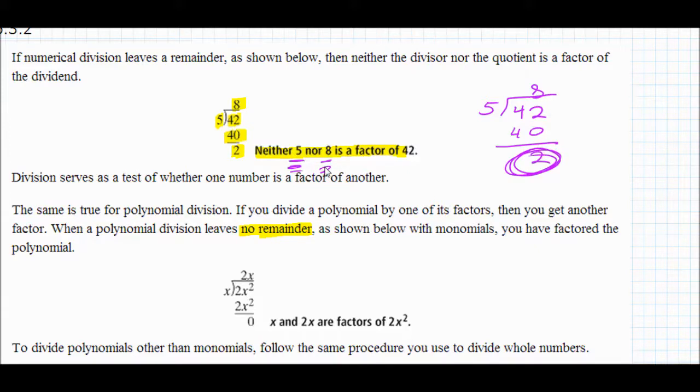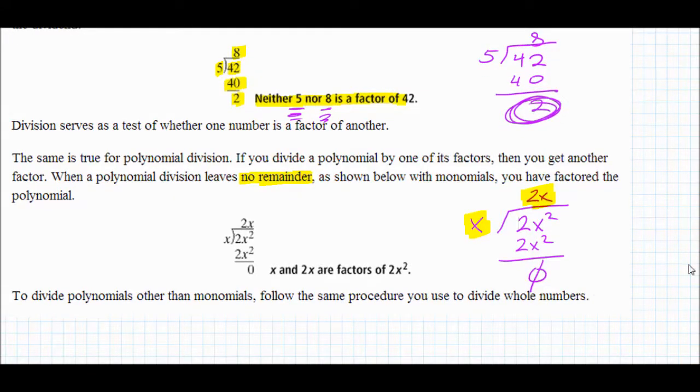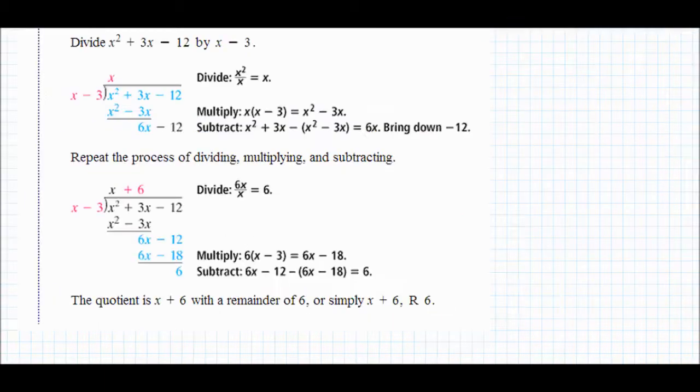The exact same thing is true with polynomial division. They are only factors if there is no remainder. So the example they have below is 2x squared. They want to divide it by x. Well, x will go into that 2x times. 2x times x is 2x squared. There is no remainder. So x and 2x are factors of 2x squared. To divide polynomials other than monomials, you need to follow the same procedures as when you divide whole numbers.